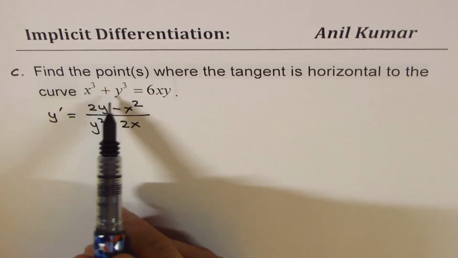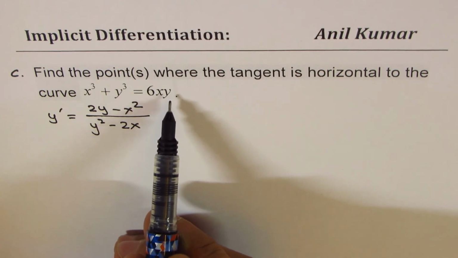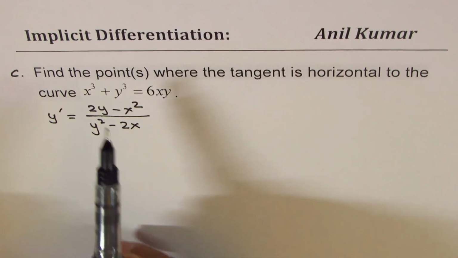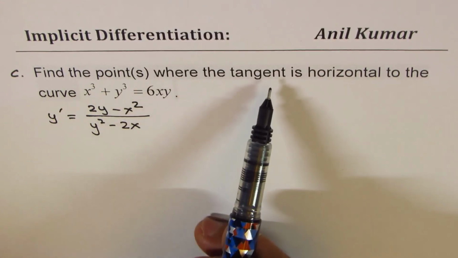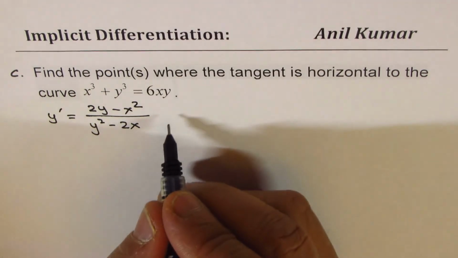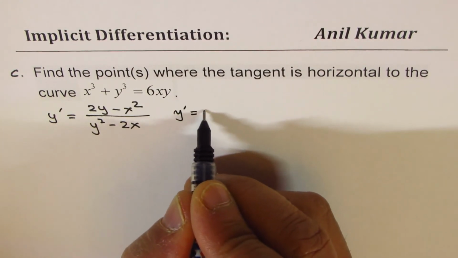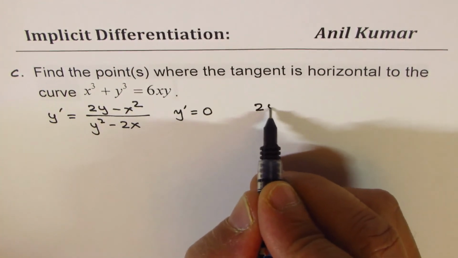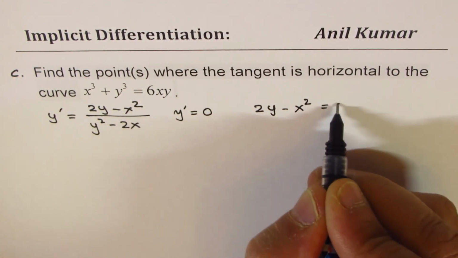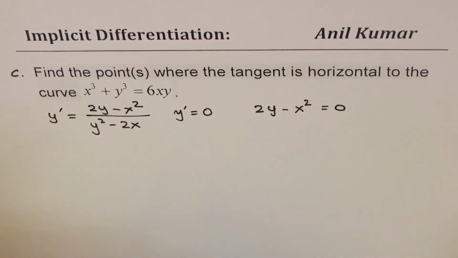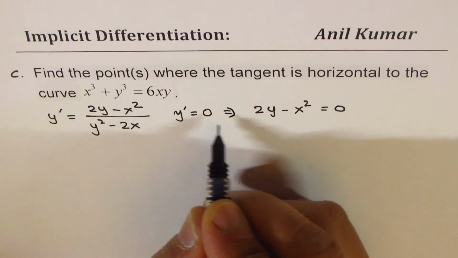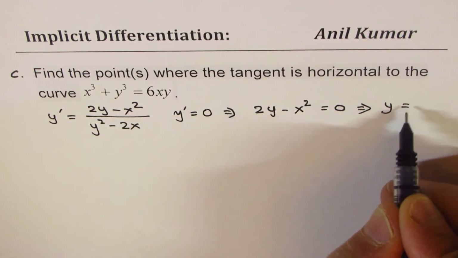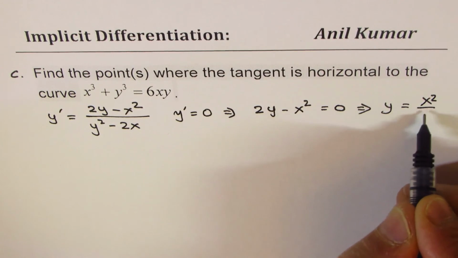The derivative of x cubed plus y cubed equals 6xy was found using implicit differentiation, and that's the result. Now when we want to find points where tangents are horizontal, that means y dash should be equal to 0, right? And that means the numerator, which is 2y minus x squared, should be equal to 0. Correct? Now 2y minus x squared equals 0 means that y is equal to x squared divided by 2.